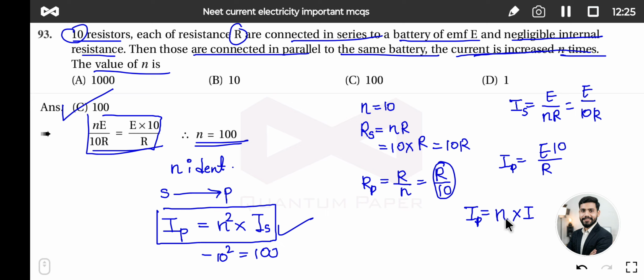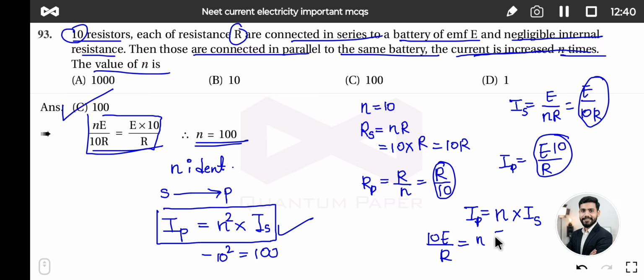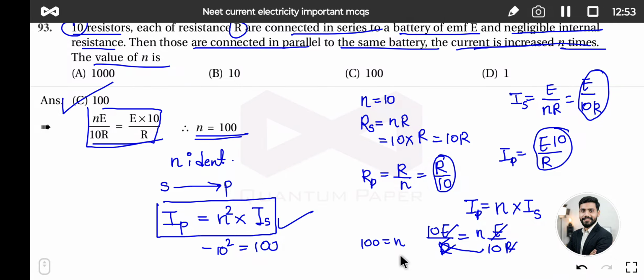So I in parallel is equal to n times I in series. If you apply the formula, the current in parallel, which is 10E upon R, is equal to n times the current in series, which is E upon 10R. From both sides, E and R get cancelled, and if we do cross multiplication, 10 into 10 becomes 100, which is equal to n. So this is another way of showing it is 100.